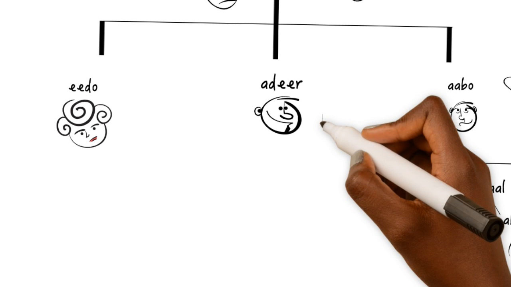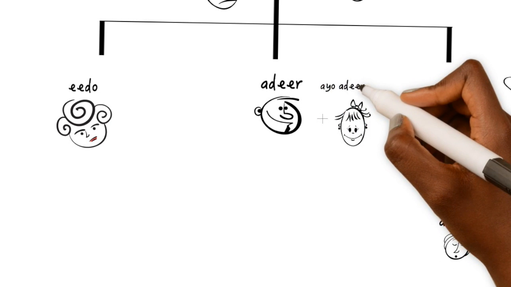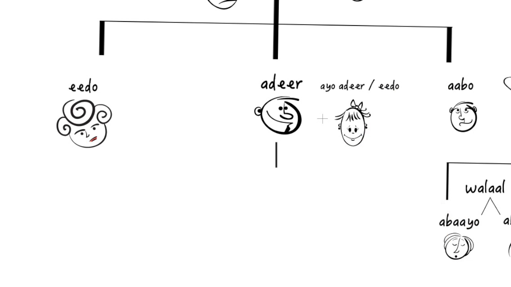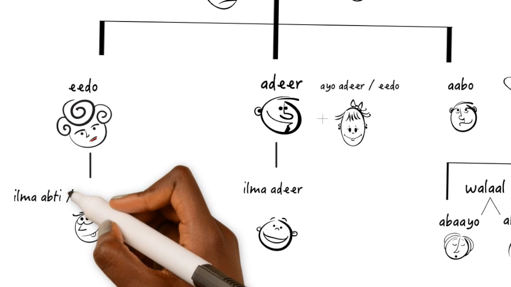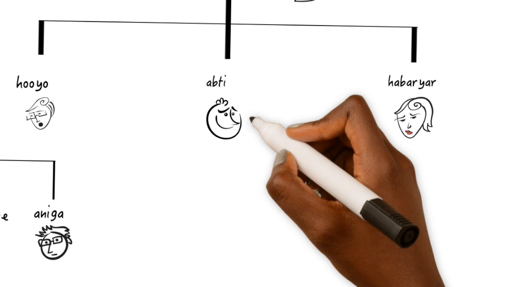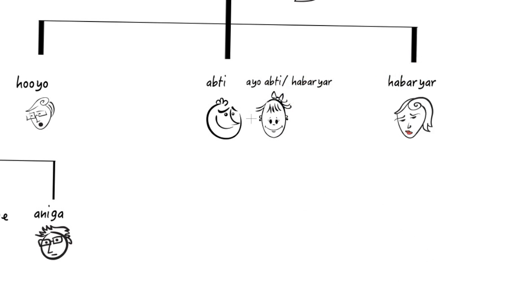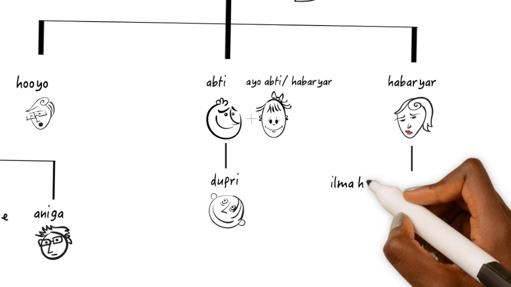Here is where it starts to get tricky, and people start to have two names. My Ader's wife will be Ayo Ader in the north and Edo in the south. If they have a child, we will be Ilma Ader. If my Edo has a child, we will be Ilma Abti Ilma Edo, also known as Dupri. If my Abti has a wife, she will be Ayo Abti in the north and Habariyar in the south. Their child will also be Dupri. If my Habarir has a child, we will be Ilma Habred or Habarudag.